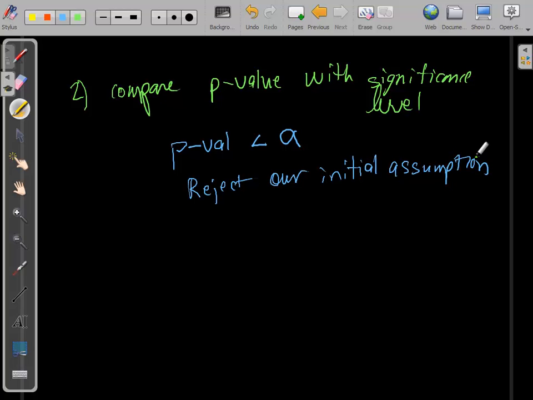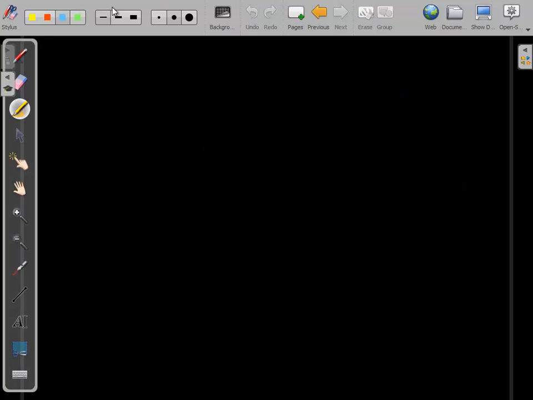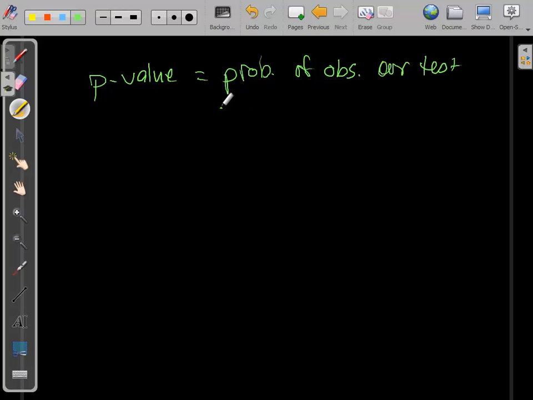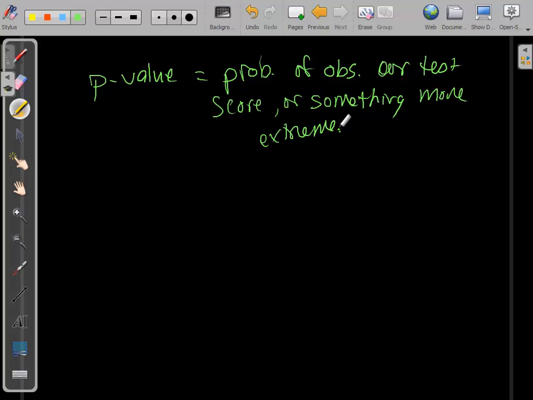Alright, what we're trying to say is that the probability of observing our test score is less than the minimum probability for something being quote-unquote unlikely. Alright, so let me back up a little bit. I've already mentioned the significance level, but the p-value is just the probability of observing our test score or something more extreme. Okay, let me back up even further.